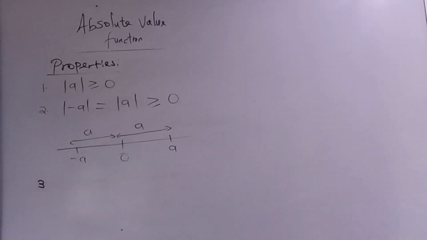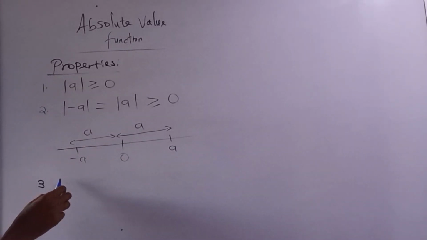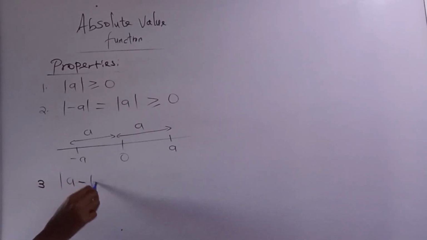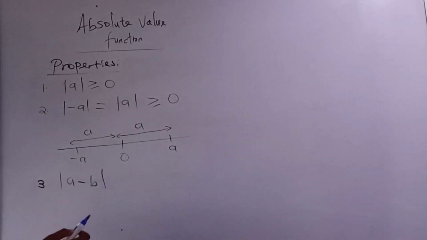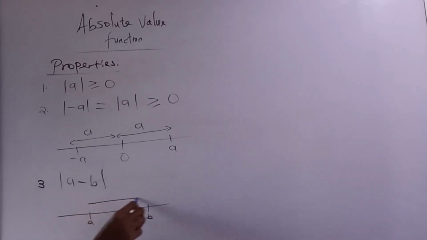Now for the third property, if I have two numbers a and b, then the absolute value of a minus b tells the distance between them. That means if I have this to be the position of a and this to be the position of b, then the absolute value tells the distance between a and b.